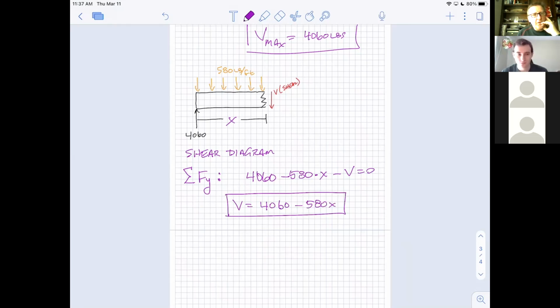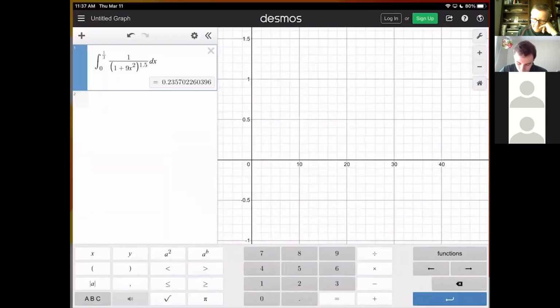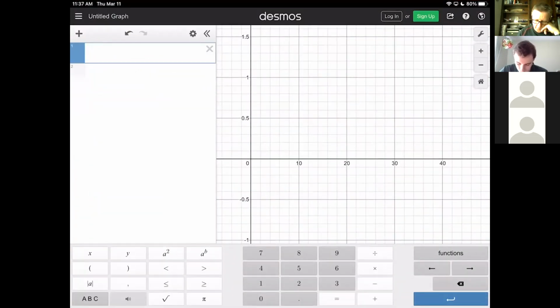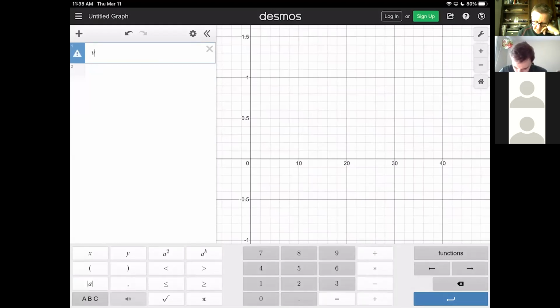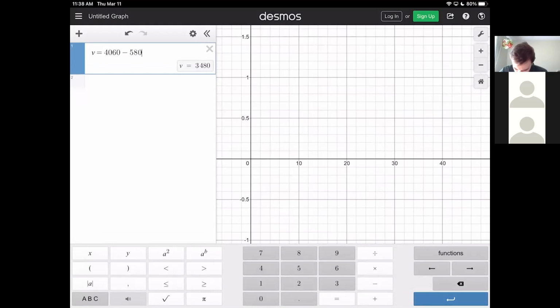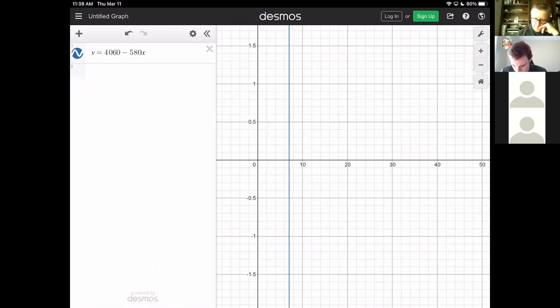That's actually a graphable equation. And we can use that equation to find the maximum, because remember, all we really want is the maximum. Let's graph this in Desmos, because Desmos is cool. Let's see, will it let me say V equals instead of Y equals? Let's find out. I don't know the answer to that question. 4,060 minus 580X. Yeah, I didn't mind.